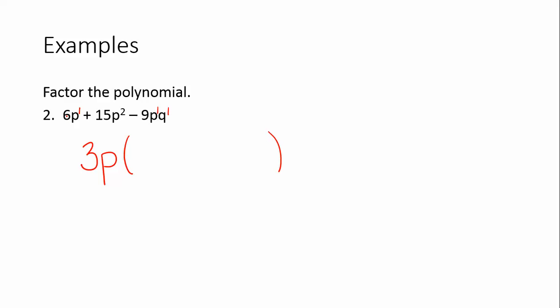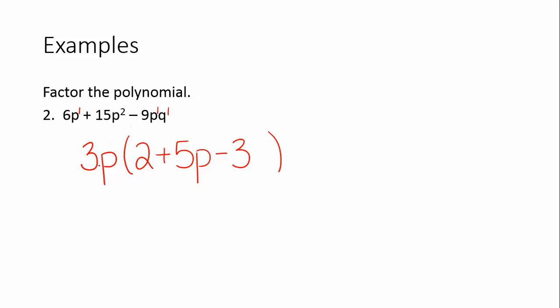So if I have a 6p but I factored out a 3p, I factored a 3 away from the 6, that left me with a 2. I factored the p out, so there aren't any p's left here. Now I have my plus sign. I factored a 3 away from 15, so I'm left with 5. I had a p squared, but I factored one of them out. That means I have 1 left inside. Now I have a negative 3, factoring a positive 3 away from a negative 9.